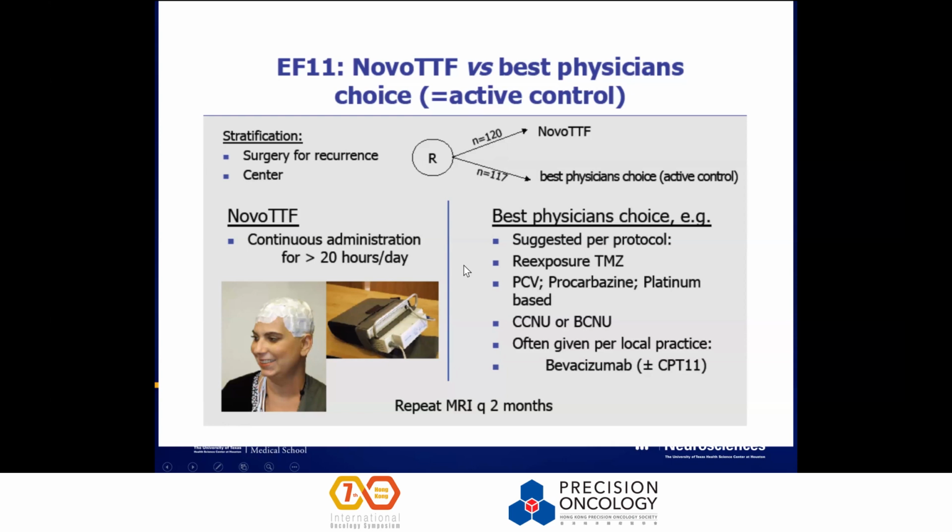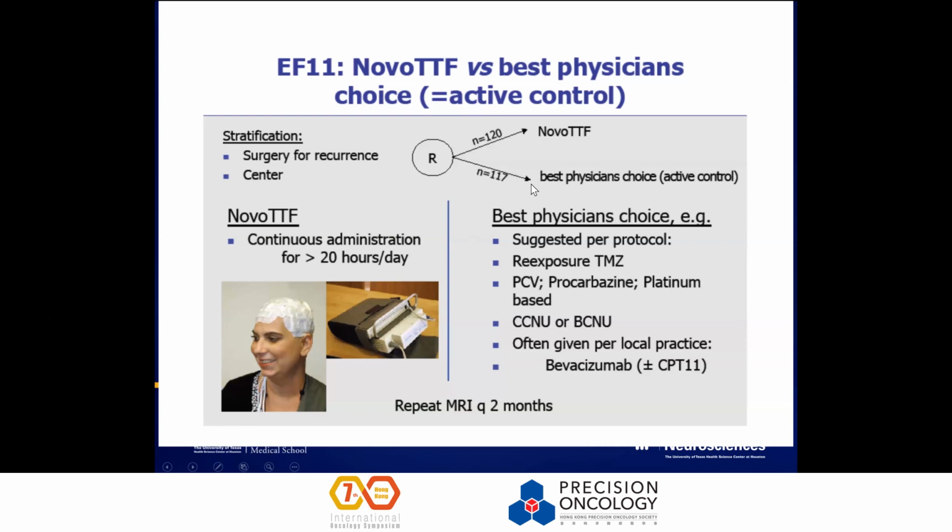Hello? Any questions? Okay, I'm just going to continue. So the patients on TTF were required to use it about 18 to 20 hours per day, on average over 4 weeks. That's the requirement for TTF usage.